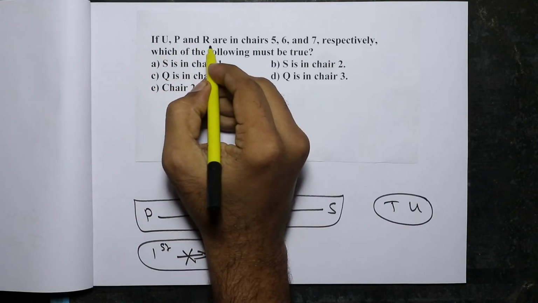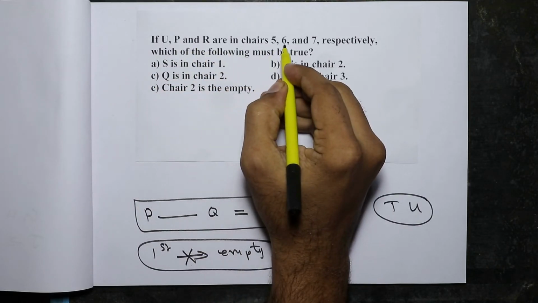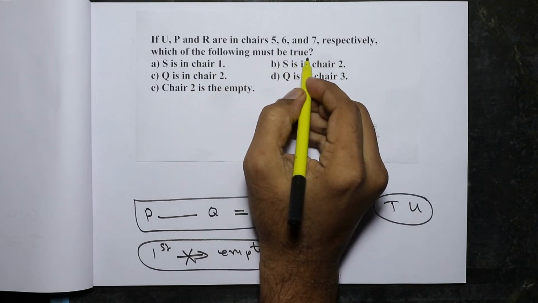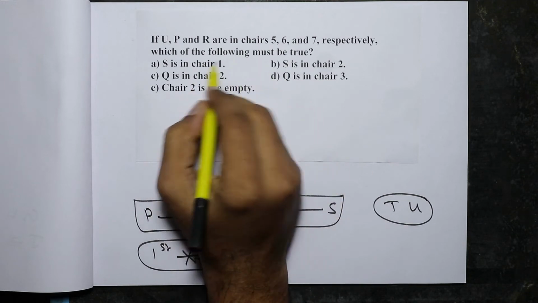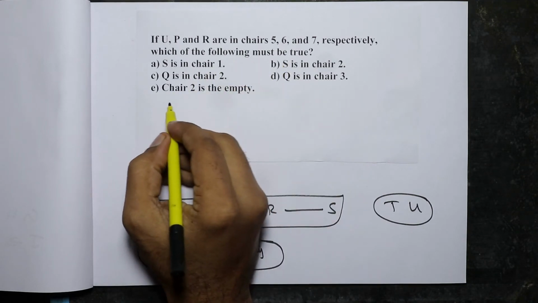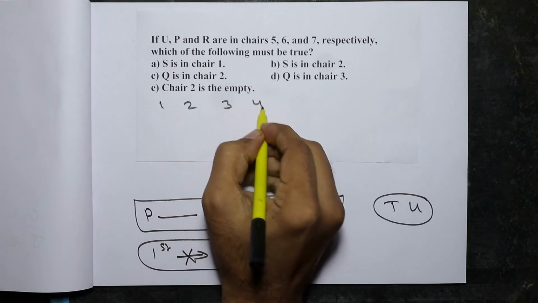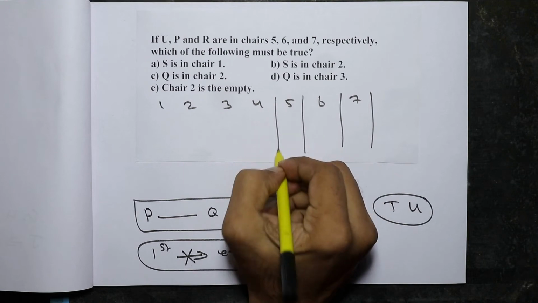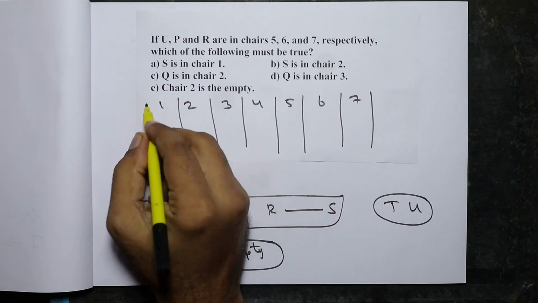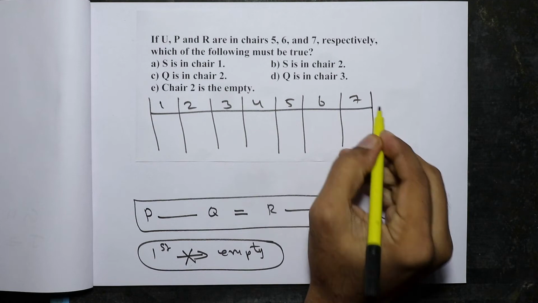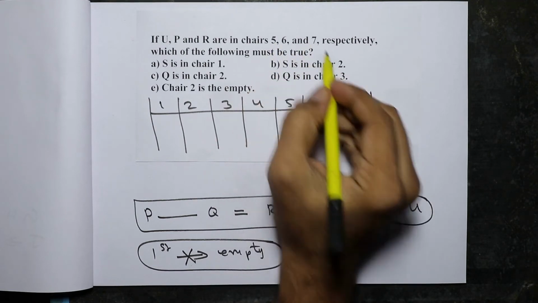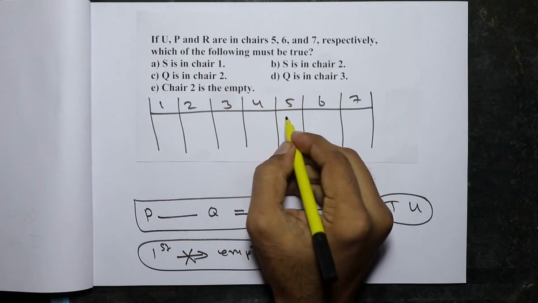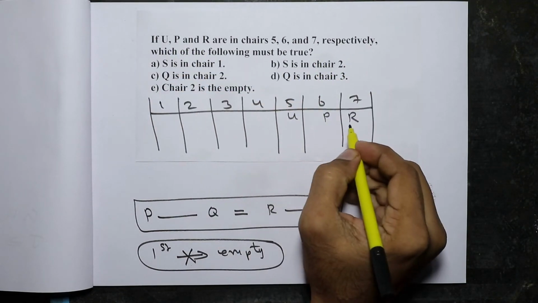If U, P and R are in chairs 5, 6 and 7 respectively, which of the following must be true? So altogether 6 people are there and 7 chairs are there. I'll mark the chairs like this. In this question, 5, 6 and 7 are occupied by U, P and R respectively. So it is U, P and R like this.